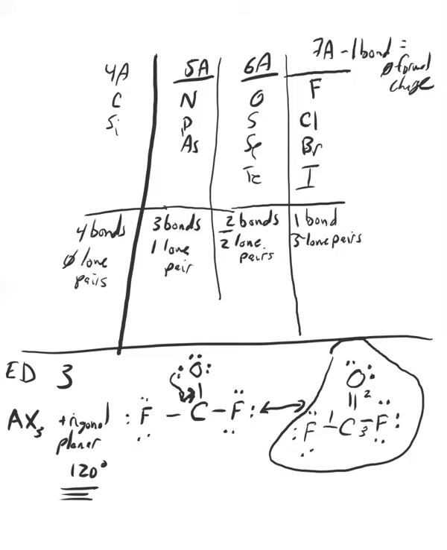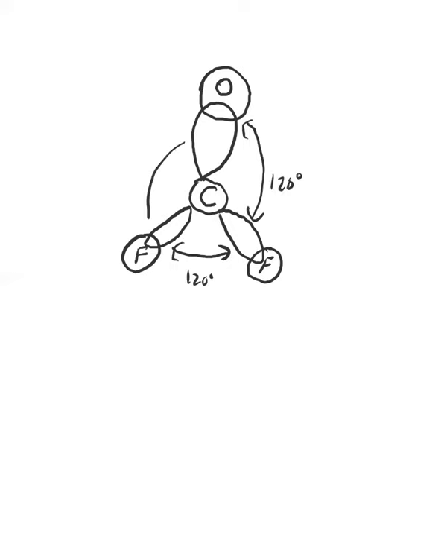So what does that mean? Essentially what it means is you've got the carbon at the center. You've got a double bond, which I'm going to represent as an electron domain, coming over here to the oxygen. And then you've got 2 fluorine atoms right here. And that angle is 120 degrees. There you go. We're done.